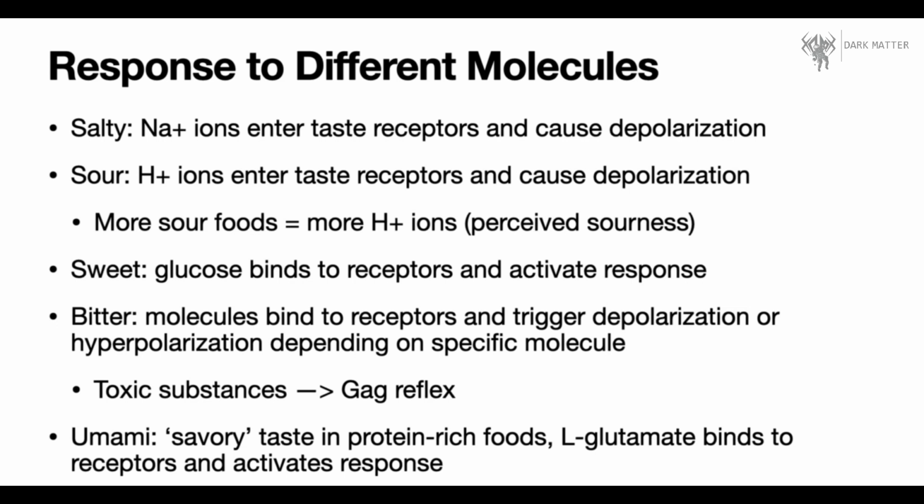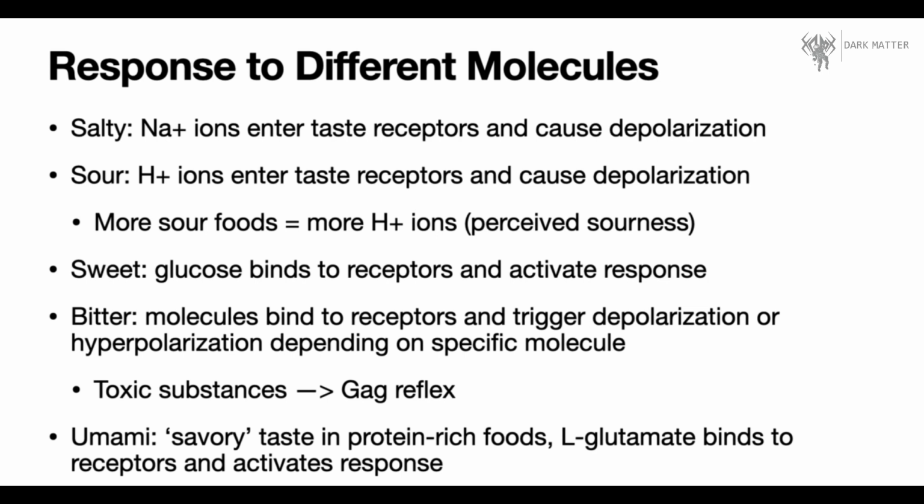Now for sweet and bitter foods, it works a little differently. For the sweet taste, glucose binds to receptors on the taste cell and leads to a response in the cell. For bitter taste, it is not that straightforward because when a molecule binds to receptors, they can either trigger depolarization or hyperpolarization, and this will just depend on the molecule itself.